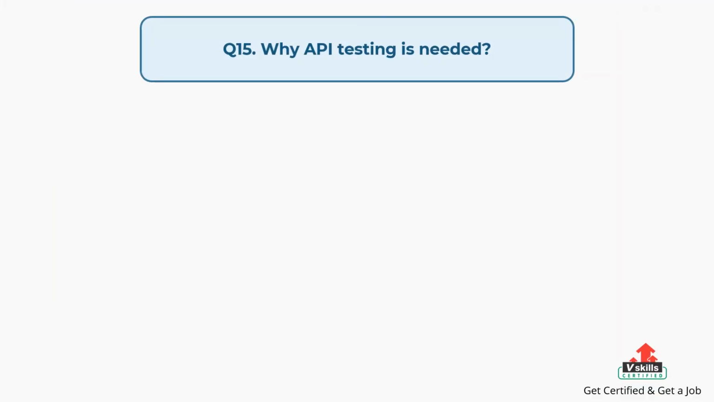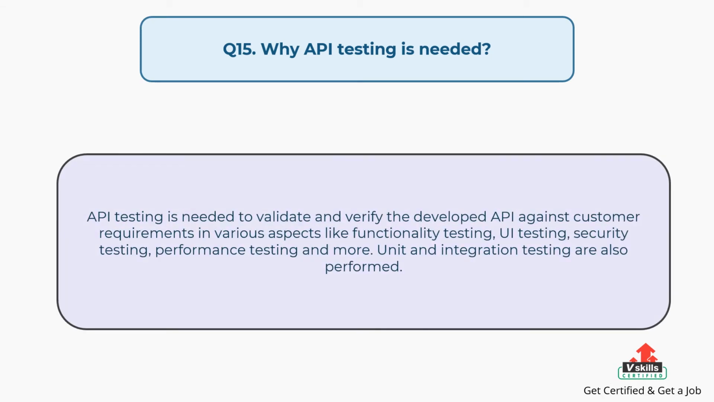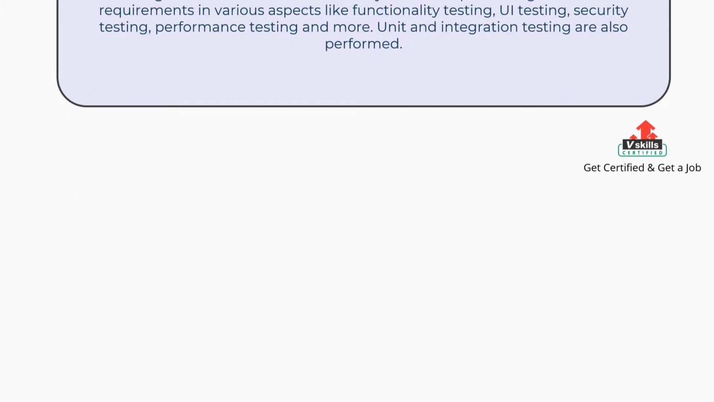Question number 15. Why API testing is needed? The answer is API testing is needed to validate and verify the developed API against customer requirements in various aspects like functionality testing, UI testing, security testing, performance testing and more. Unit and integration testing are also performed.